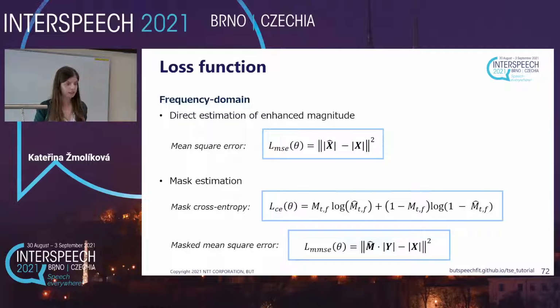When the neural network estimates a time-frequency mask, which is maybe even a more common option, then we can also compute the loss function directly on the masks. For example, by using binary cross entropy between the estimated mask and the ideal binary mask. Or we can apply the mask on the mixture magnitude by multiplying it with the mixture magnitude, and then again compute mean square error between this enhanced magnitude, the result of application of the mask, and the magnitude of the reference signal.